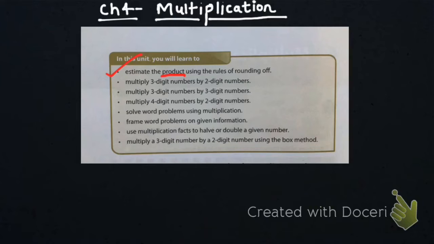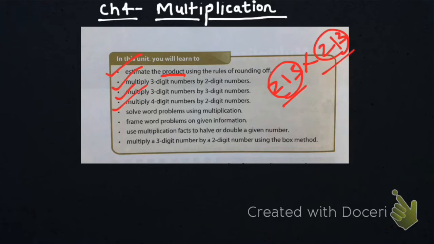products. Okay, then we'll also learn how to multiply 3-digit numbers by 2-digit numbers. Okay, suppose we have 3-digit number 214 and suppose 21, so multiplying 3-digit number by 2-digit number, we'll also do this in this chapter. Then multiplying 3-digit number by 3-digit number. Okay, suppose here there is one more digit, so here it is 3-digit number by 3-digit number, so like this we'll also do. Then multiply 4-digit number by 2-digit number.